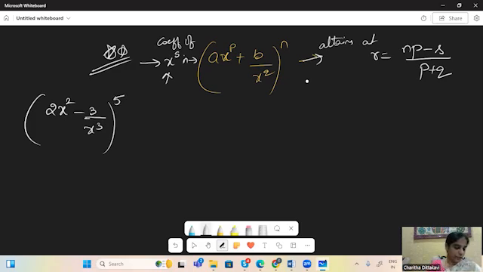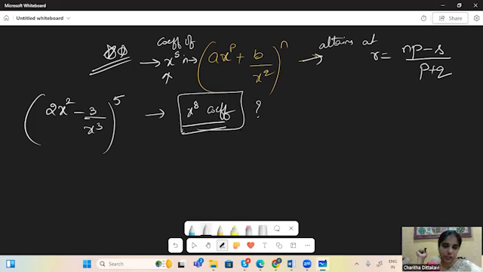And we want it for x to the power 8 coefficient. Tell me, what is the x to the power 8 coefficient in this expansion? So can we get x to the power 8? So that is (2x² − 3/x³)^5. We just have to check whether we get it or not.